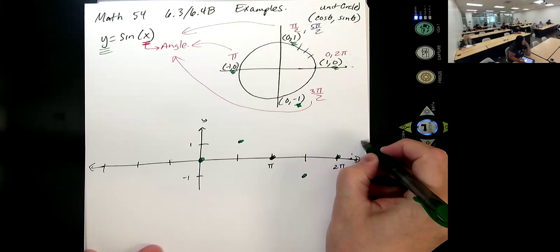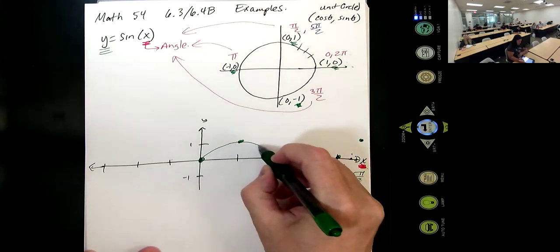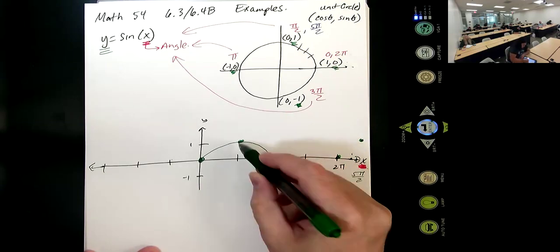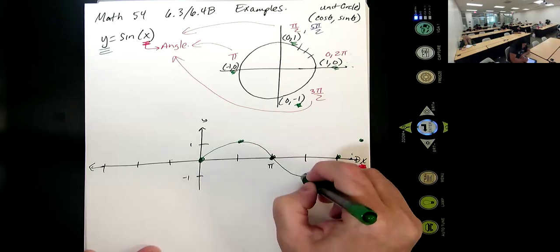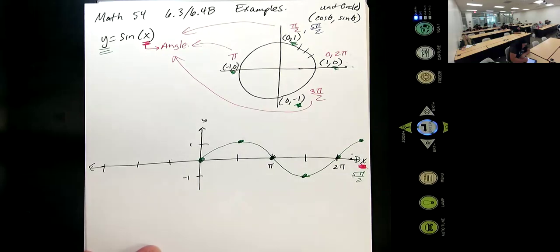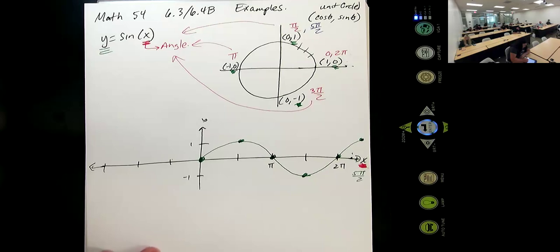This is a graph that keeps repeating. And you draw a nice little curved line, making sure these are the top values and bottom values. When you hit pi over 2 and 3 pi over 2, they're the peaks and the troughs of a wave.